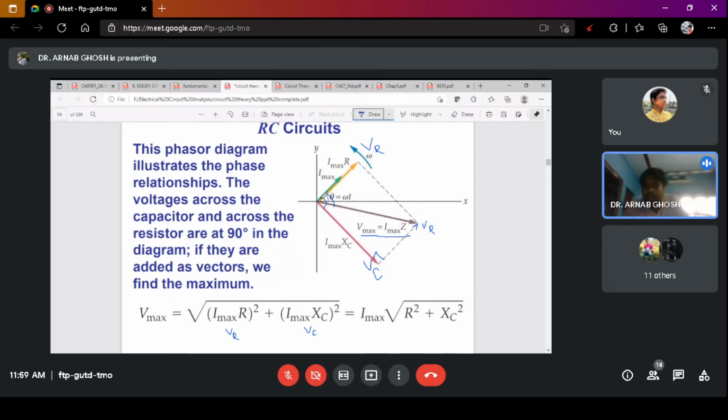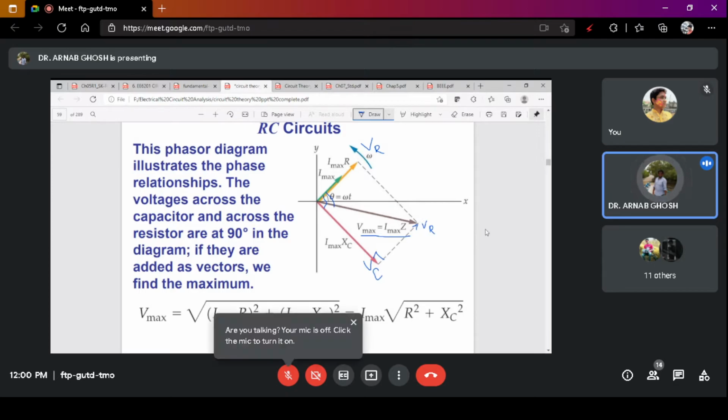Consider this triangle. Then you can understand this is VC, this is VR, this is 90 degree because we have just parallelly shifted this VR vector from here to here. So this is a right angle triangle, VC, VR, and this is your Vmax, which is the hypotenuse. So this is root over VR square plus VC square.